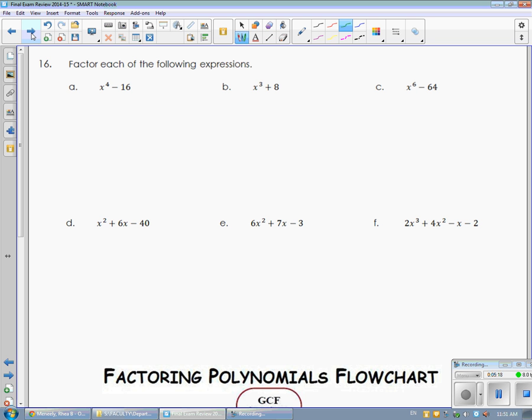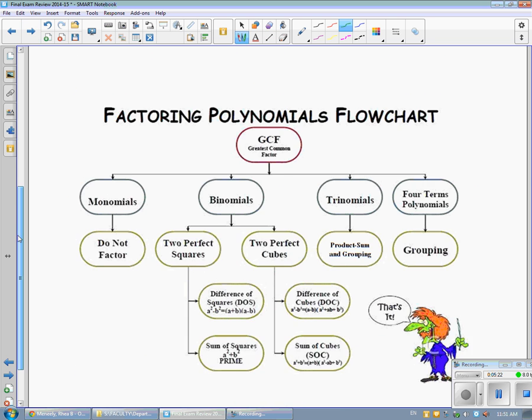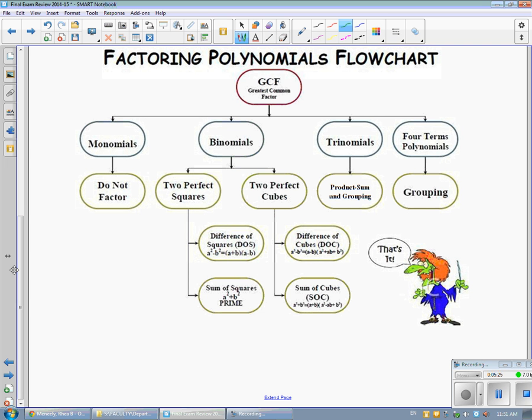In number 16, you're asked to factor. I did include all of our factoring rules. I did include the flow chart here. Now, this is something that you guys are going to have to remember how to do. Remember, the very first thing you always want to look at is there anything in common that can be factored out? Once you've factored out the greatest common factor, you're going to count the number of terms.